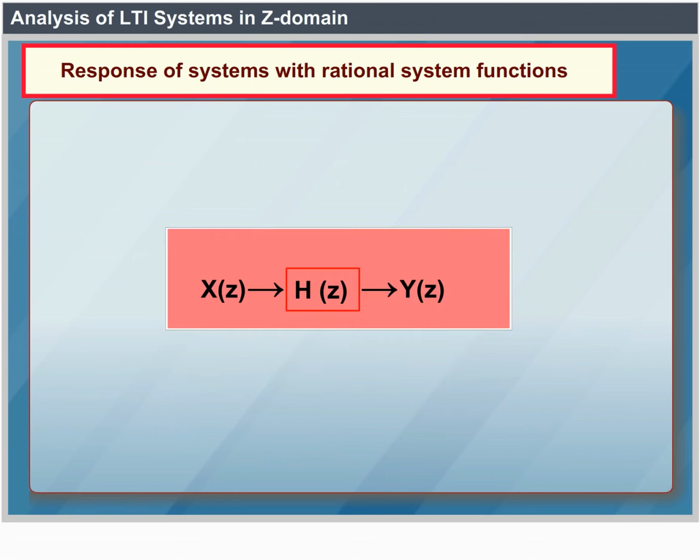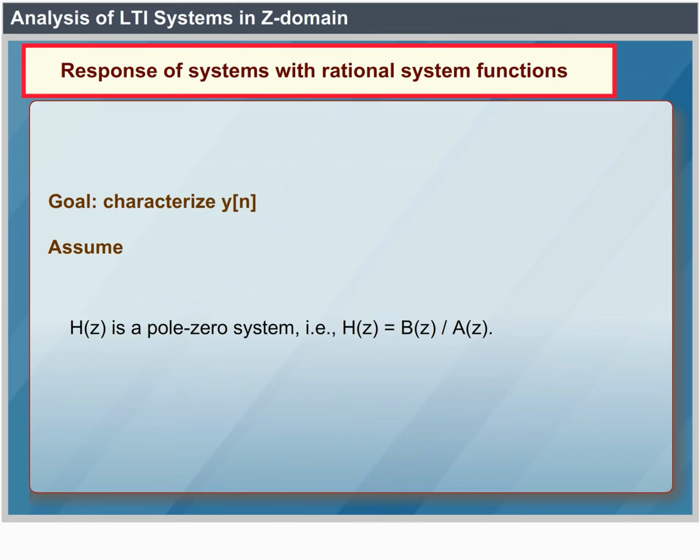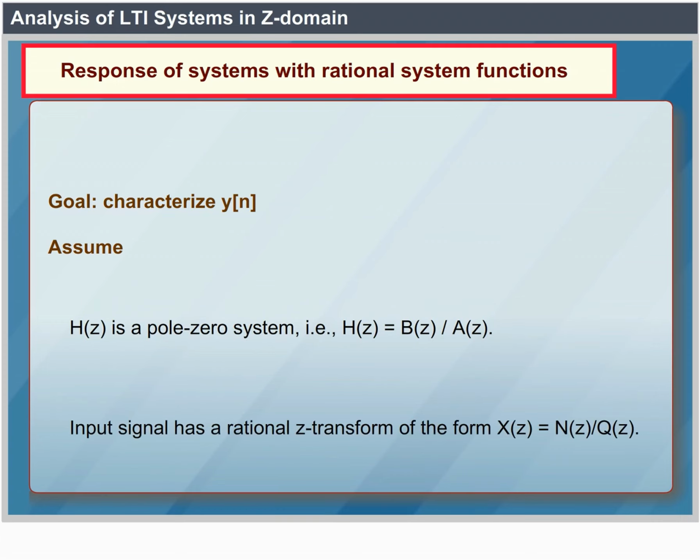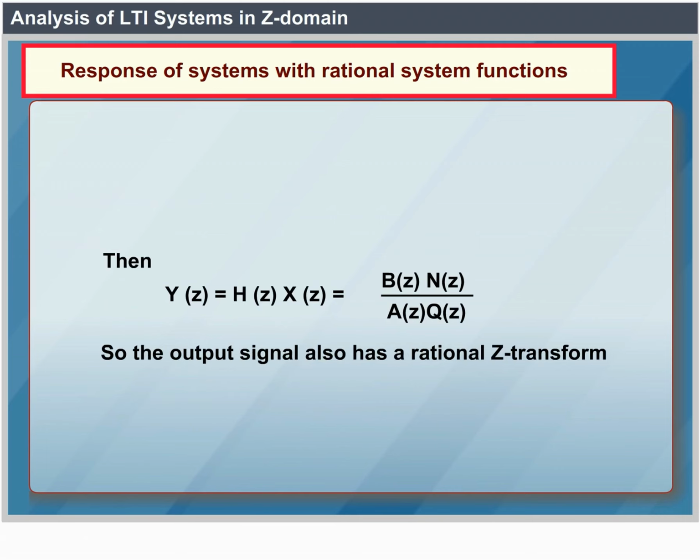X of z tends to H of z tends to Y of z. Goal: characterize y of n. Assume H of z is a pole-zero system, that is, H of z equals B of z divided by A of z. The input signal has a rational Z transform of the form X of z equals N of z divided by Q of z. Then Y of z equals H of z into X of z equals B of z into N of z divided by A of z into Q of z. So, the output signal also has a rational Z transform.